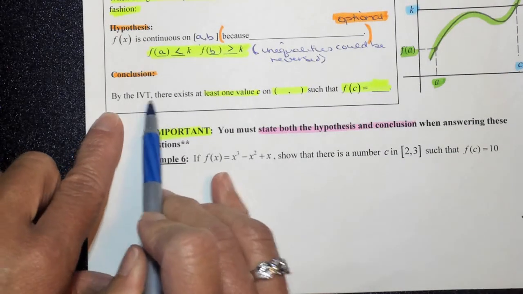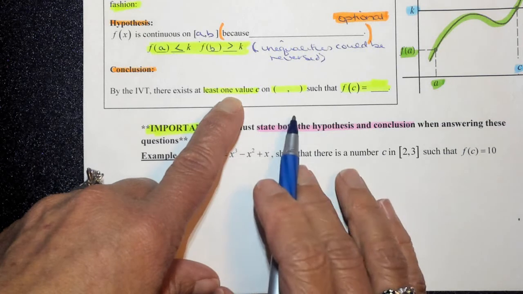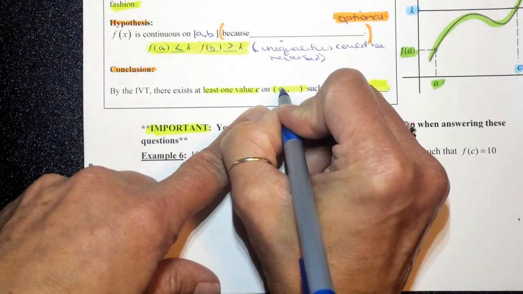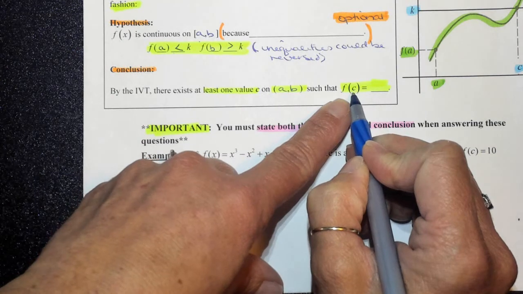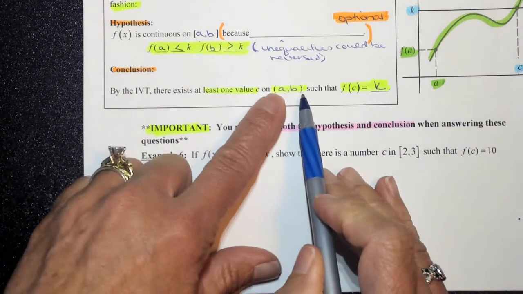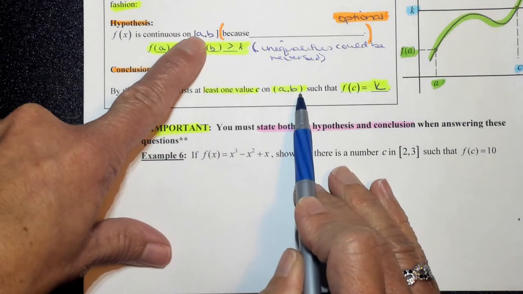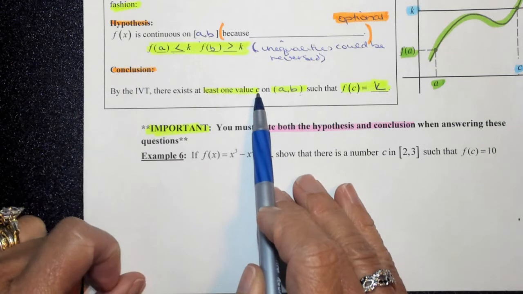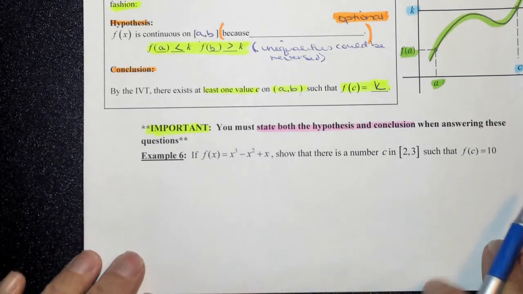By the IVT, there exists at least one value c on the open interval from a to b, such that when I plug in that c value, I will get the given k. The question I always get is, why is this open? Because when you plug in these values, you know that they're not going to be this value. With a bunch of letters, it doesn't make sense. Let's see what happens when we actually do the math.